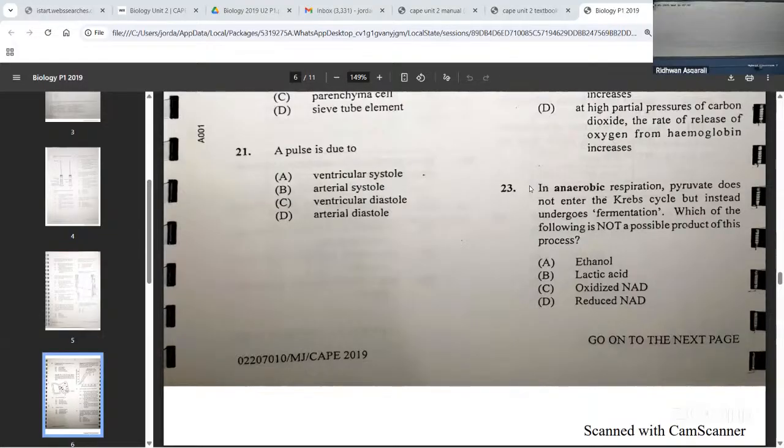Okay, 23. In anaerobic respiration, pyruvate does not enter the Krebs cycle, but instead undergoes fermentation. Which of the following is not a possible product of this process? So which one of these is not produced from anaerobic respiration?